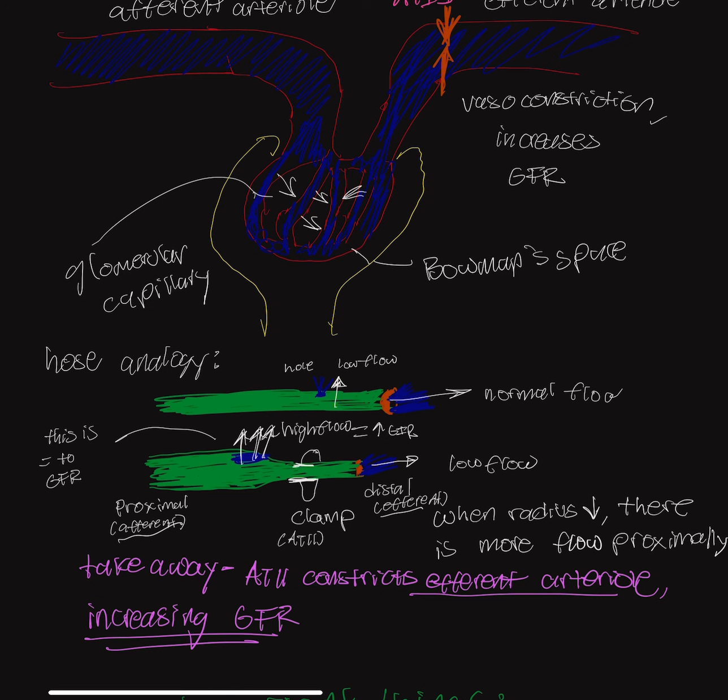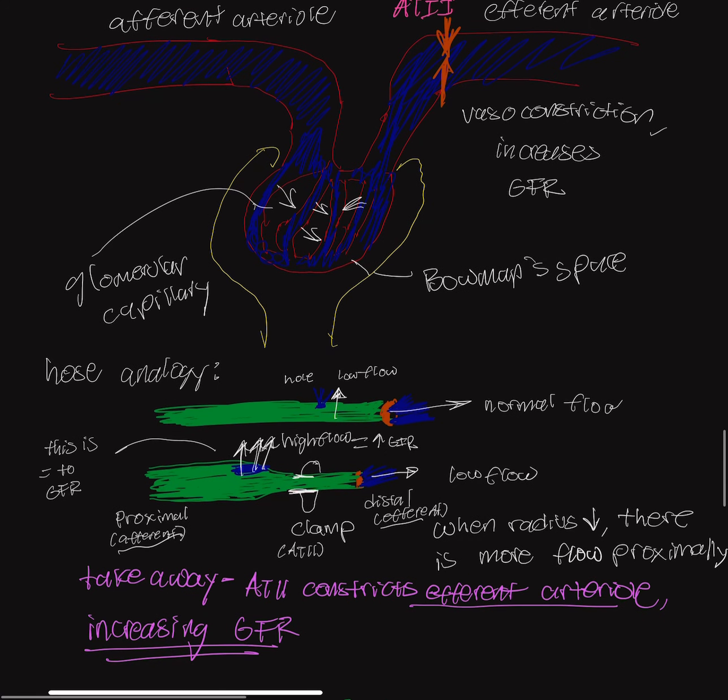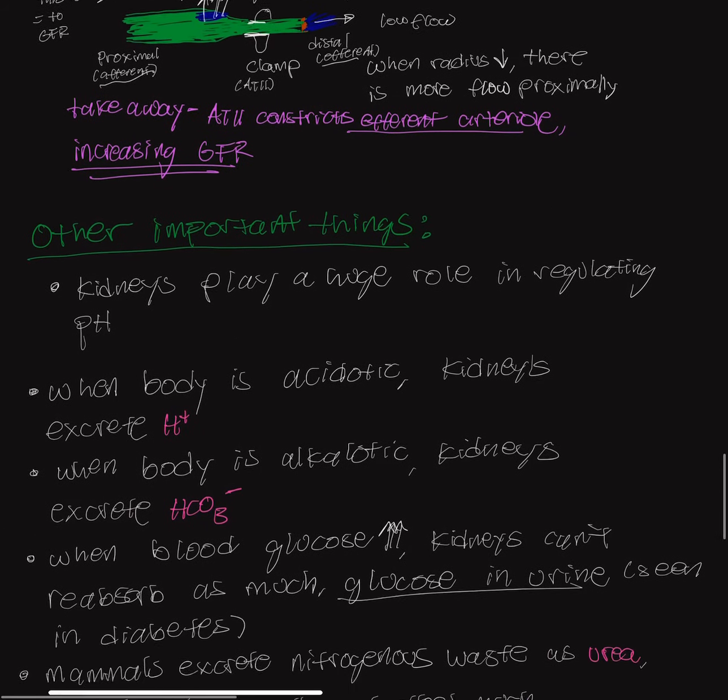So finally, the takeaway I want you to get from this is that angiotensin 2 not only allows us to increase our blood volume via activating aldosterone production in the adrenal gland, but it also allows us to increase our filtration rate.